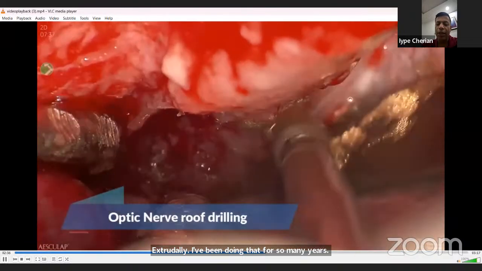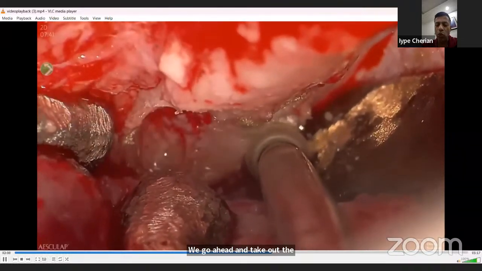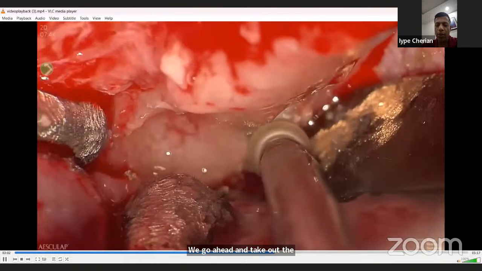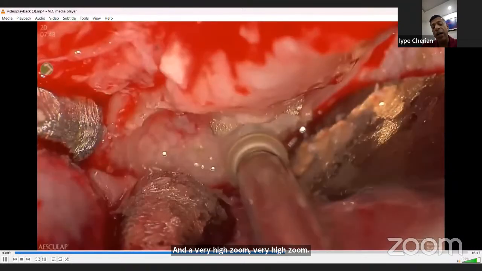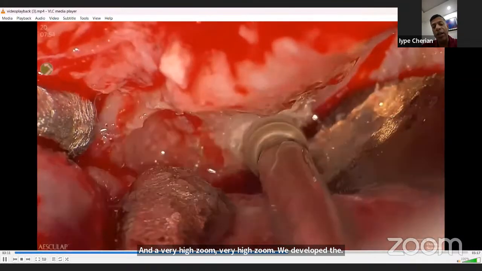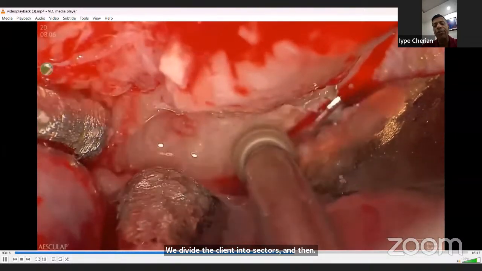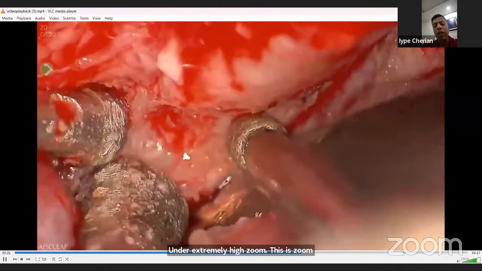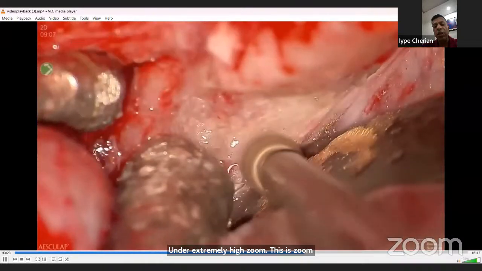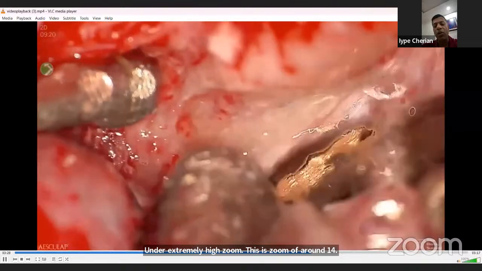We go ahead and take out the optic nerve roof also. Under very high zoom. We divide the clinoid into sectors and then drill each sector out under extremely high zoom. This is zoom of around 40. So drill out all this under a lot of water as well.